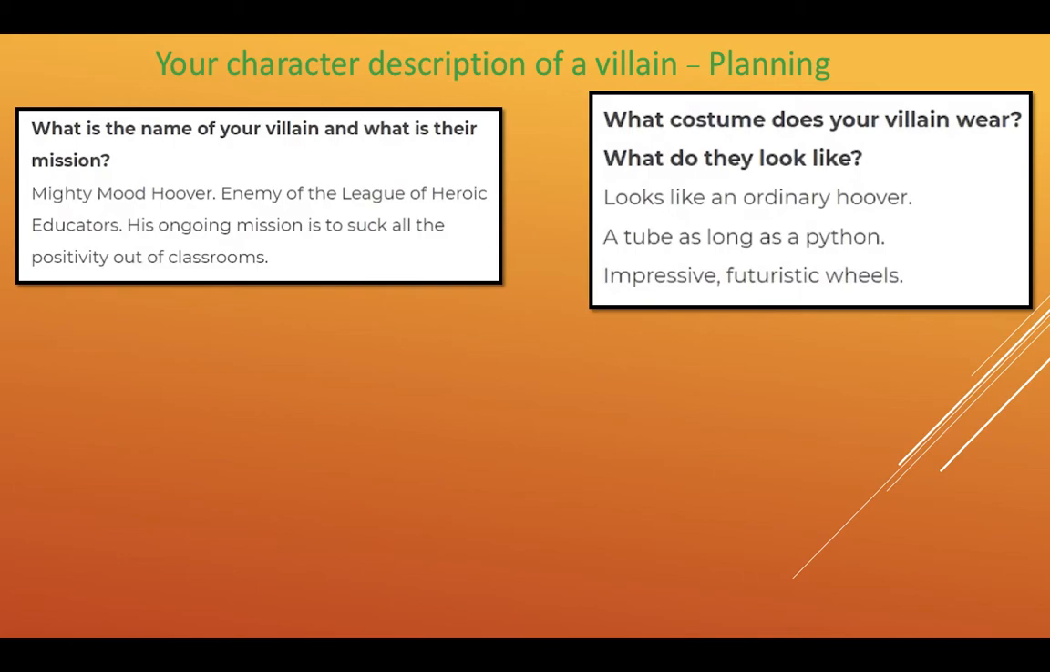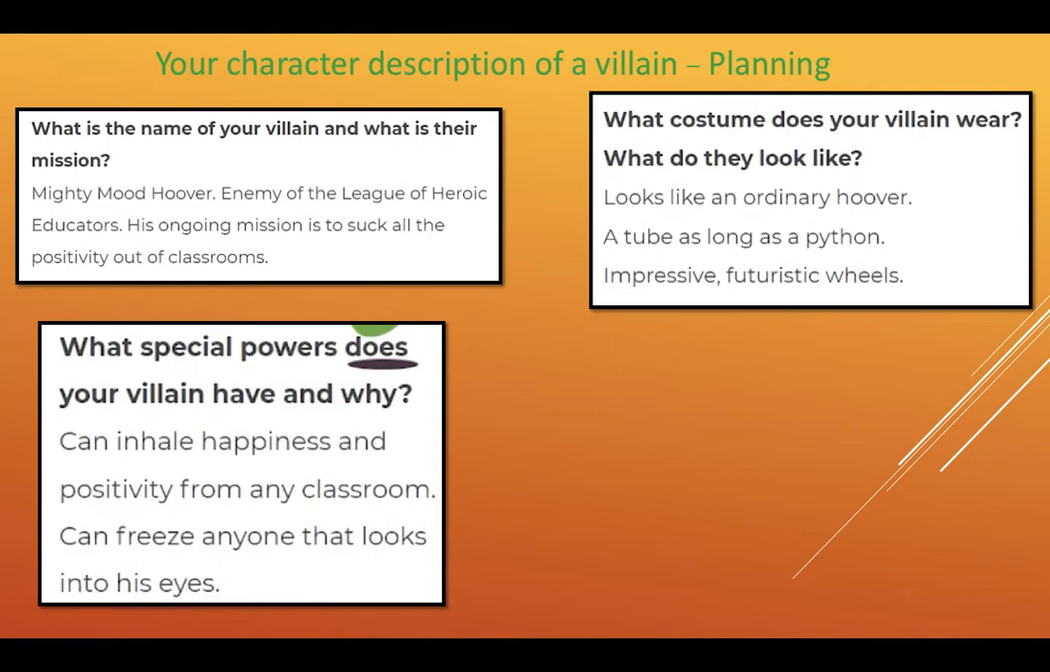What costume does your villain wear? What do they look like? So we've got here, looks like an ordinary Hoover, a tube as long as a python. That's a wonderful simile. Impressive futuristic wheels. So this is the planning process. You jot down ideas that come into your head.